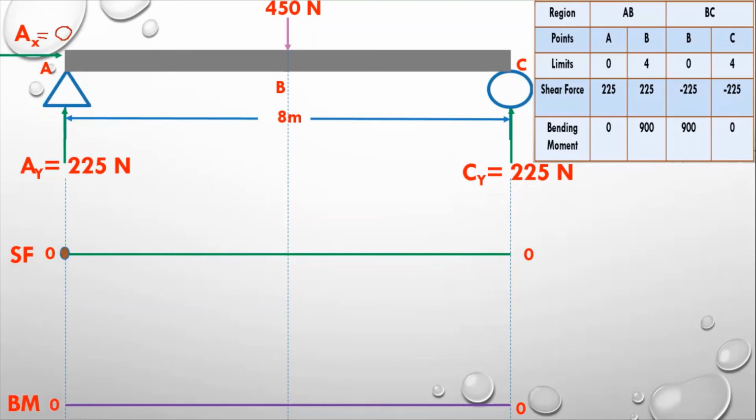First point is 0. So how can I do that? Let's start at region AB, point A. The first value of the shear force is 225. So what I have to do is move from 0 upward, and this is the point A line, and I will mark the point here. And you don't need to do scaling over here. You have to take imaginary values, but keep it in mind, if you are taking 225, it will be somewhere here, for example. And if you are taking 450, it will be somewhere here.